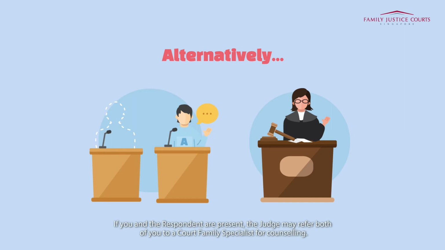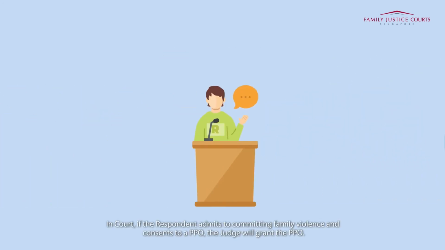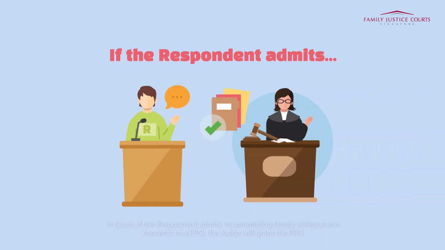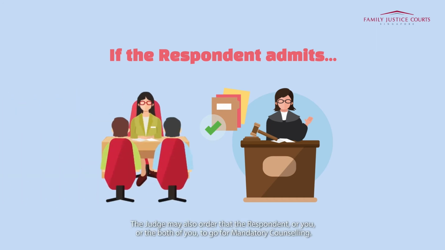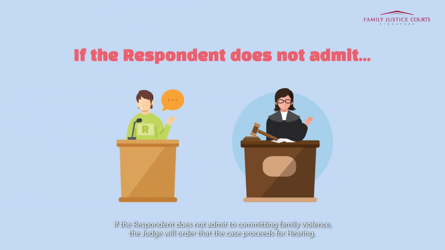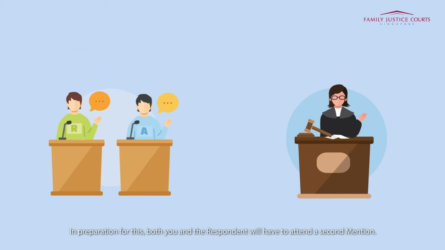If you and the respondent are present, the judge may refer both of you to a court family specialist for counseling. In court, if the respondent admits to committing family violence and consents to a PPO, the judge will grant the PPO. The judge may also order that the respondent or you, or both of you, go for mandatory counseling. If the respondent does not admit to committing family violence, the judge will order that the case proceeds for hearing. In preparation for this, both you and the respondent will have to attend a second mention.